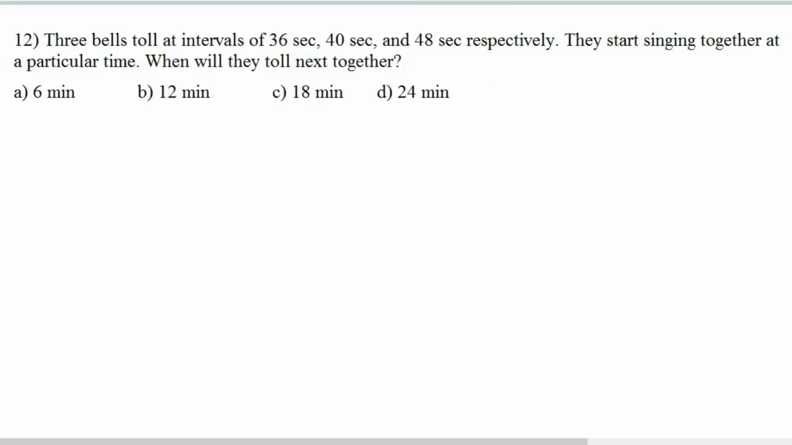Question number 12. 3 bells toll at intervals of 36, 40 seconds and 48 seconds respectively. They start tolling together at a particular time. When will they toll next together? Now take the LCM of 36, 40 and 48.